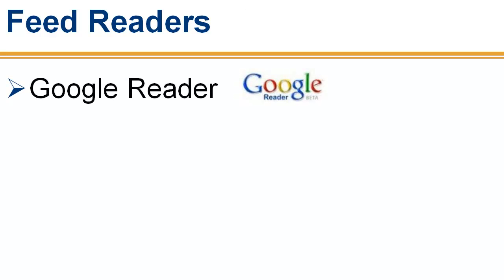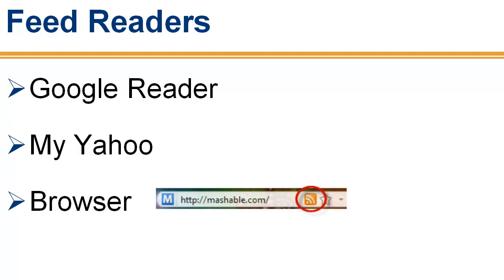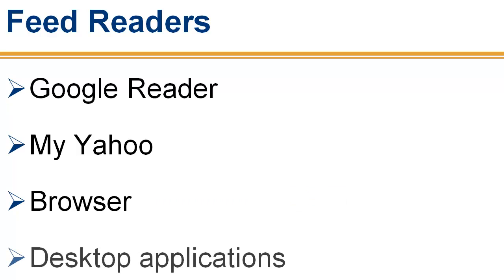Some common feed readers are Google Reader and My Yahoo. These are web-based readers, meaning that you can access this information from any computer. The browser also has built-in feed readers, but here again you are limited to that browser on that computer. And you also can download desktop applications for your computer to read the feeds.